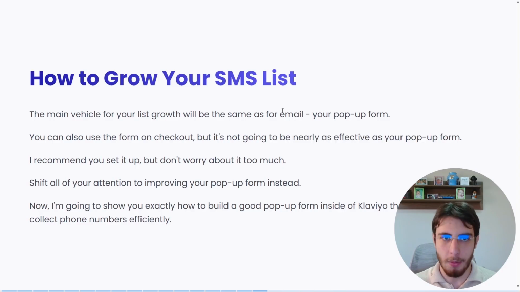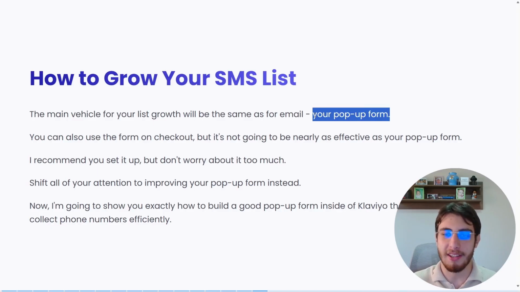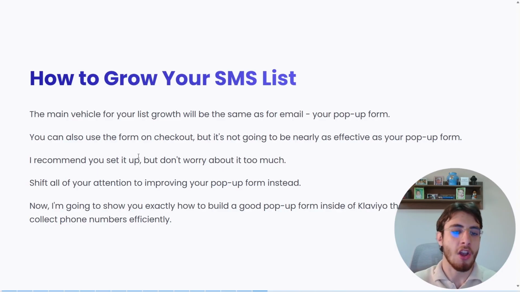So pop-up form is the most important thing for you. I just wanted to mention the checkout form so you know it exists, right? But if you don't have it, no one cares. If you don't have a pop-up form for growing your email and SMS list, you're completely cooked, okay? There is nothing you can do to grow your list that is going to be as effective as this, okay? So I recommend you set this up if you have enough time, if you're getting enough traffic and sales a day and whatever. But if you forget to do it, not too big of a deal.